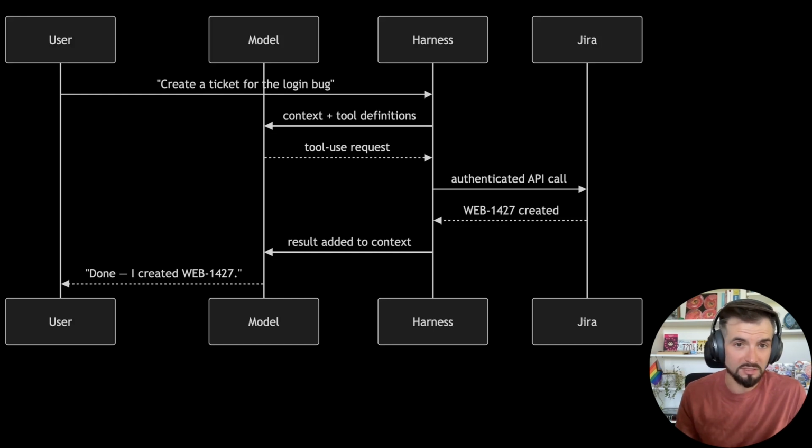And the loop can continue. The model might search Jira for duplicate tickets first. Then it might look up the correct project. It might create the ticket maybe after all of that is done. Each of those can be separate tool requests followed by another inference. This is also where MCP fits in. MCP does not fundamentally change this loop. It standardizes how the application discovers tools, reads their descriptions, invokes them, and receives the results.